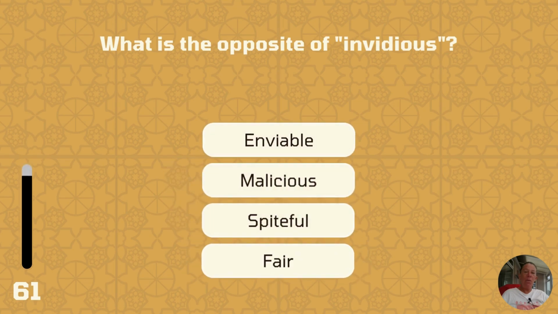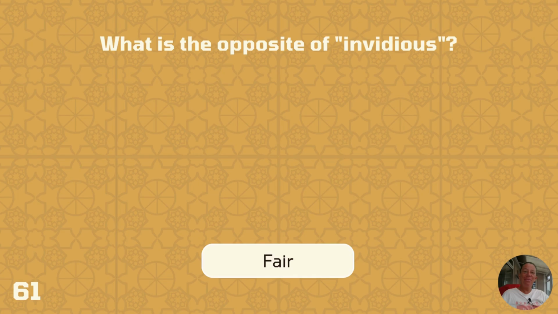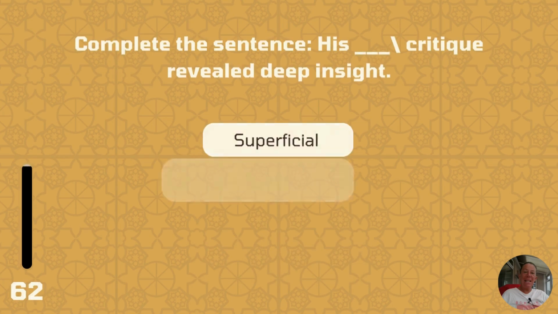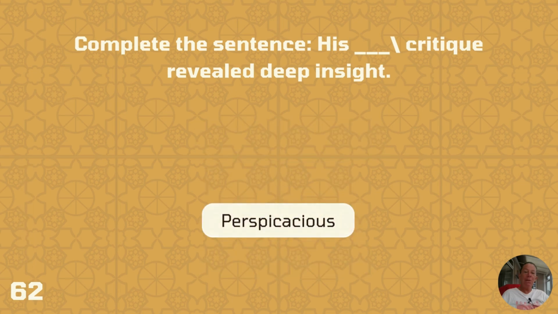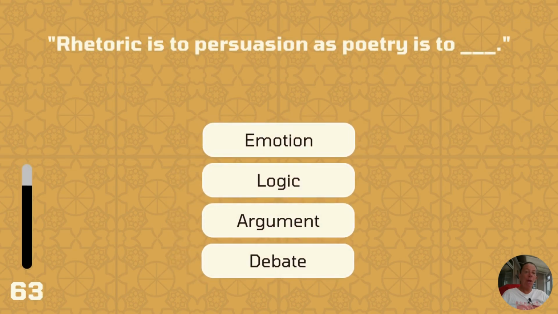What is the opposite of invidious? Enviable, malicious, spiteful, or fair? Fair. Complete the sentence. His something critique revealed deep insight. Superficial, obtuse, perspicuous, or vague? Perspicuous. Rhetoric is to persuasion, as poetry is to emotion, logic, argument, or debate. Emotion.